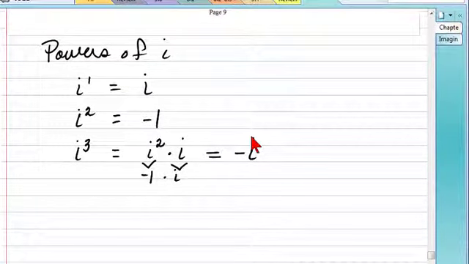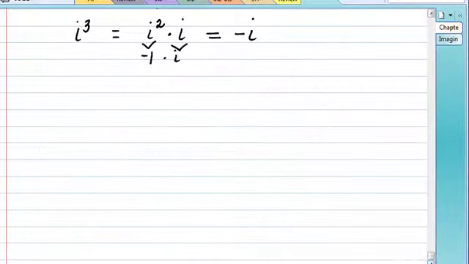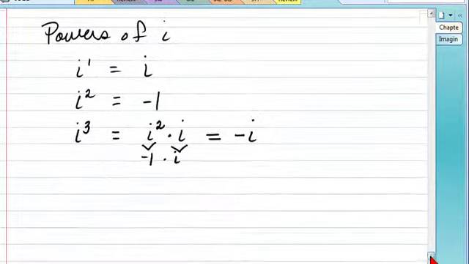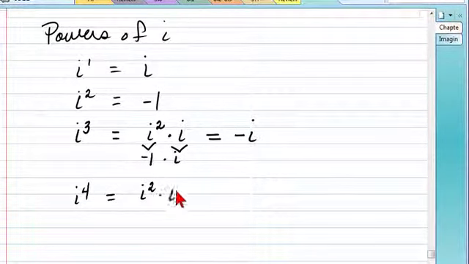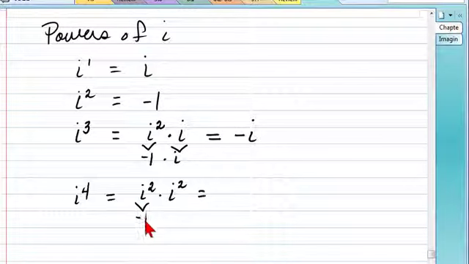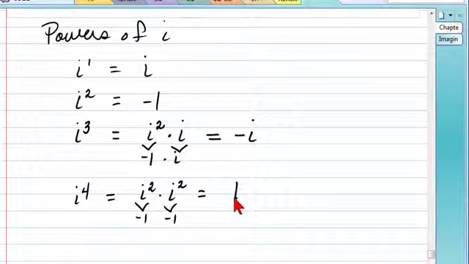Just bear with me. We're going to create a little group of numbers here. Whoops. i to the 4th. Let's see. I think I'd like to write it as i squared times i squared. Well, what's i squared? -1. And i squared is still -1. What's -1 times -1? It's 1. So far, I have 4 different values that powers of i can take on. It could be i, -1, -i, or 1.